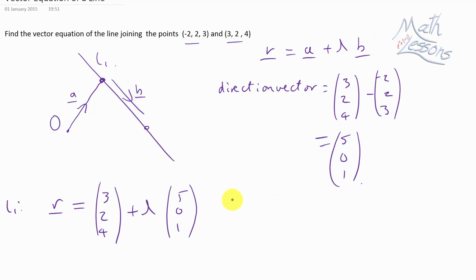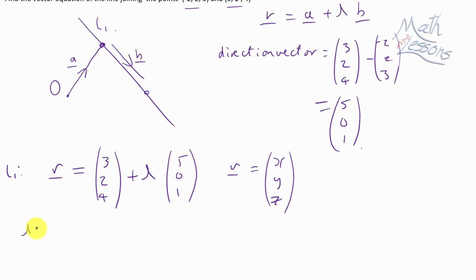Now, one thing to remember is r is equivalent to (x, y, z), the position of any point on the line. So when you're doing equations and you want to find out the x, y, and the z, then you realize the top row gives you the x, the middle row gives you the y, and the bottom row gives you the z. For example, if lambda equals 1, then r will equal 3 plus 1 lot of 5, which is going to be 8, 2 plus 1 lot of 0, which is 2, and 4 plus 1 lot of 1, which is 5. So there's the position vector when lambda's 1, and the coordinates of that point are (8, 2, 5) when lambda's 1.